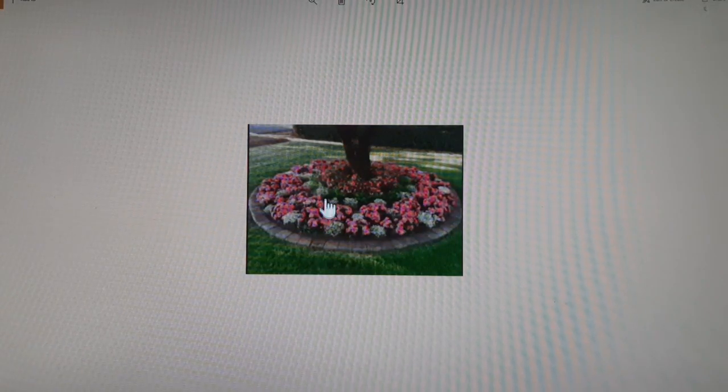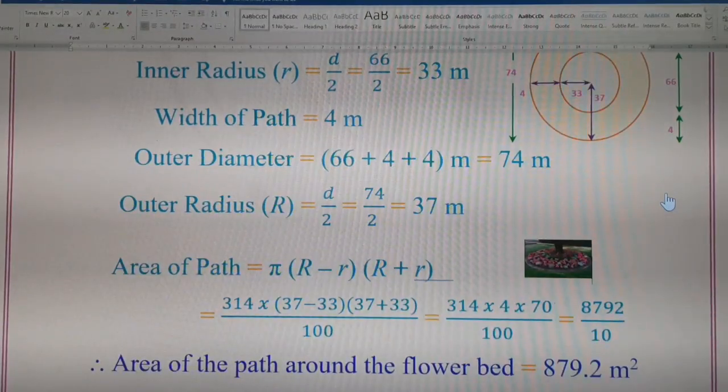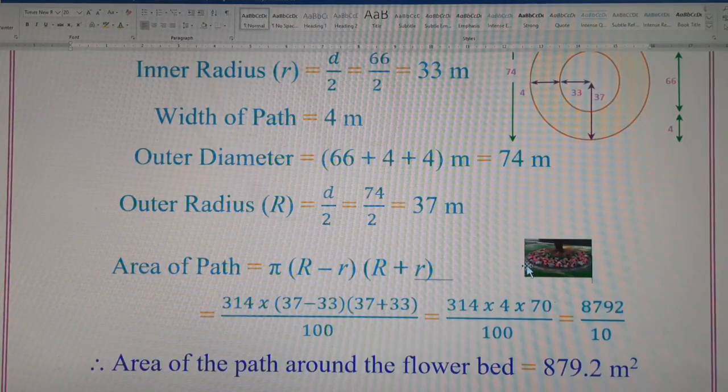In this picture I have shown you the diagram of a flower bed. Around this tree trunk we have grown a group of flowers. In the 13th sum our topic was a circular flower bed. Here the flowers are grown together in a circular manner around a tree trunk, and this is known as a flower bed. We have to calculate the area of the flower bed.